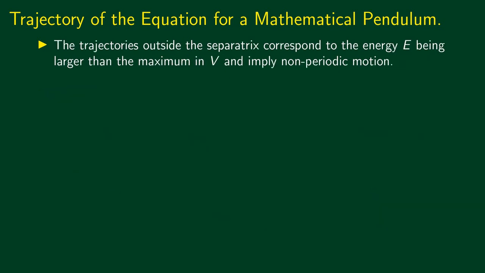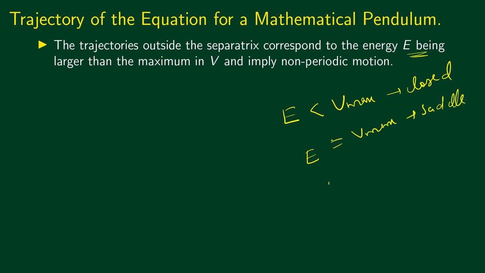The trajectories outside the separatrix correspond to energy E being larger than the maximum of V and imply non-periodic motion. If energy is less than V maximum, we have closed orbits in phase space, or oscillations. If energy is equal to V max, then we have the saddle point, the inverted pendulum. And if energy is greater than V max, then we have the open curve corresponding to a rotating pendulum.